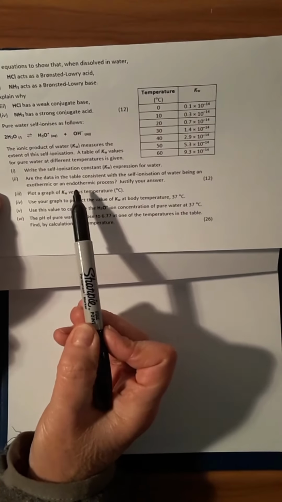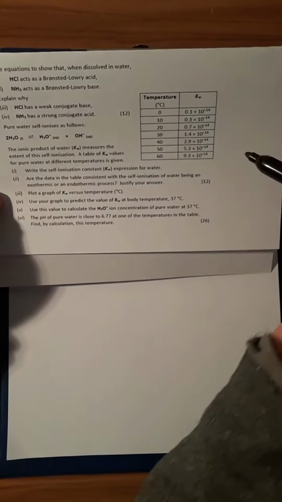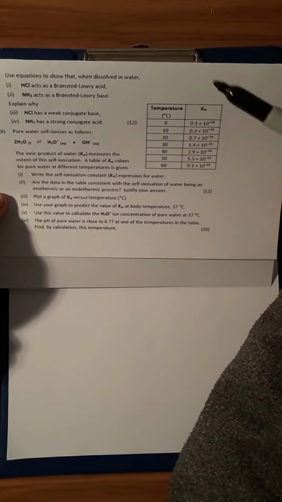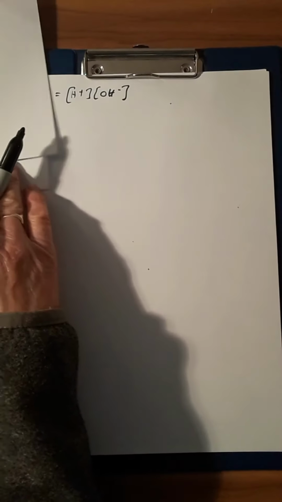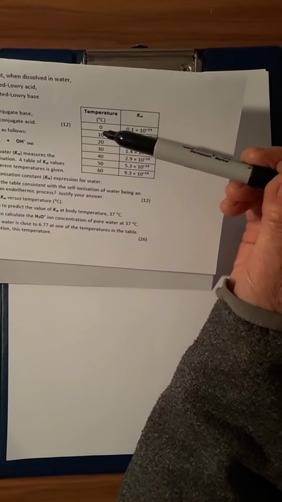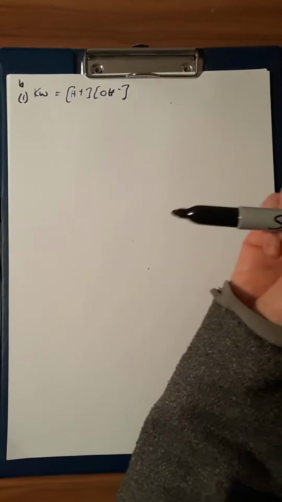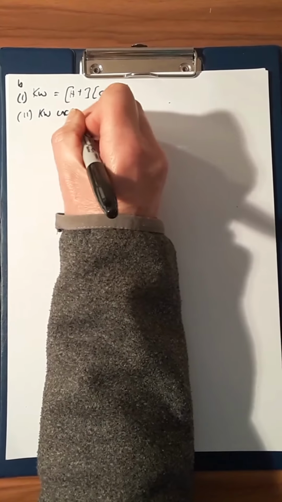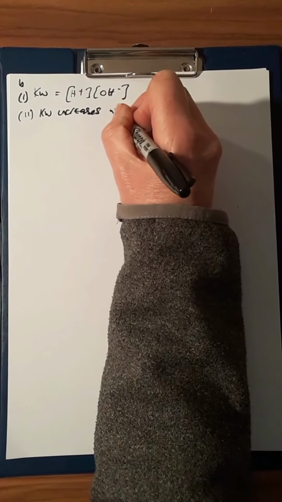This is part B. The second part of the question says, are the data in the table consistent with the self-ionization of water being exothermic or an endothermic process, and justify your answer. So based on this, could we say that this equation here, the self-ionization of water, is it exothermic or endothermic? Okay, so what I'm going to say is, well, I'm looking at it, I can see that as temperature increases, the Kw increases. So I'll make a statement first. Kw increases with increasing temperature.